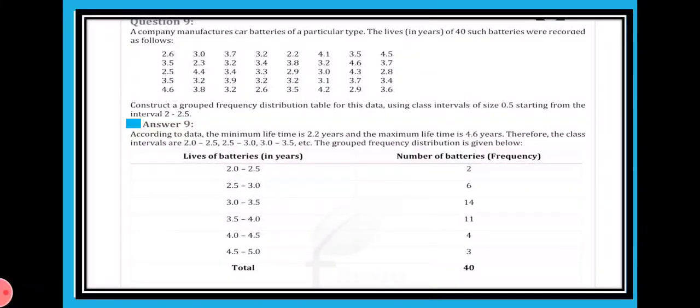In this way you have to prepare the frequency distribution table for ungrouped and grouped data as per the requirement of the questions. Dear students, please copy all this in your regular classwork notebook.